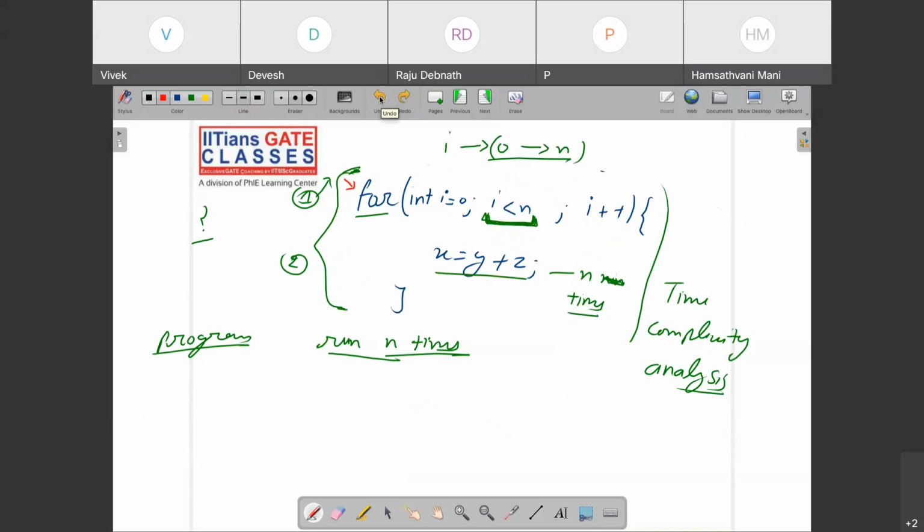How many times is this for loop executing actually, or I can say that this line, if I tag this line as line number 2, how many times is it executing? Times less than n. Not less than n. Give me the exact number. 1. One time, only one time this line is executing.